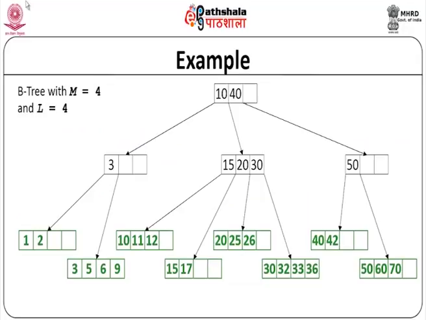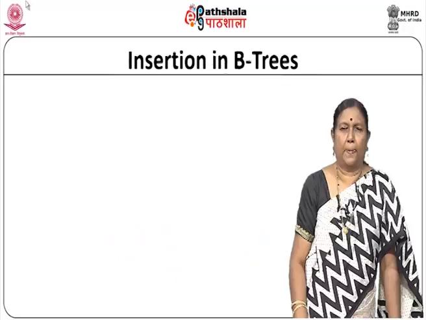Now, in a B tree with m is equal to 4 and L equal to 4, you have this as the example of that tree. As you can see, the number of keys that you are maximum allowed to have is 4.